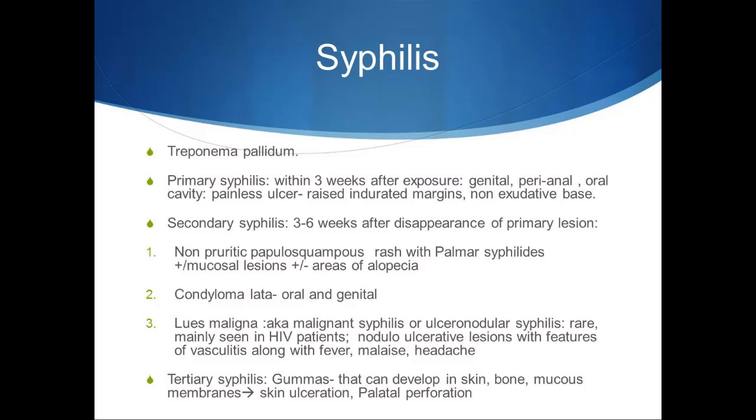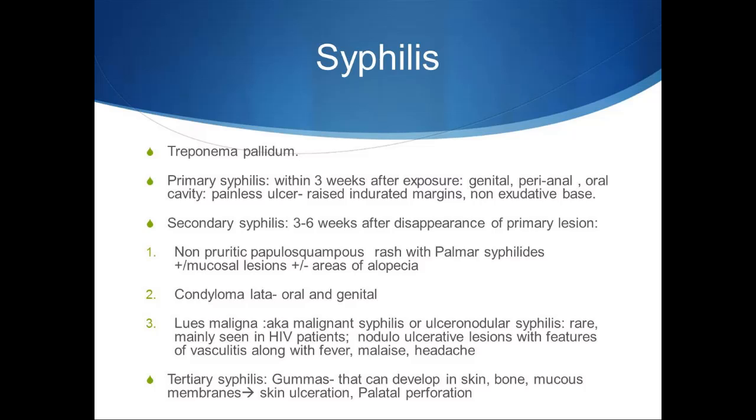You have first the famous psoriasiform papulosquamous rash with palmar and plantar involvement. You have the condyloma lata, which are these white verrucous lesions, usually in the oral or genital area, and they are more flat than the condyloma acuminata that is caused by HPV. And there is also lues maligna, also known as malignant syphilis or ulceronodular syphilis. This is a very rare manifestation of secondary syphilis, and it's usually only encountered in the HIV population. It consists of these nodulo-ulcerative lesions with a lot of systemic signs and vasculitis syndromes.